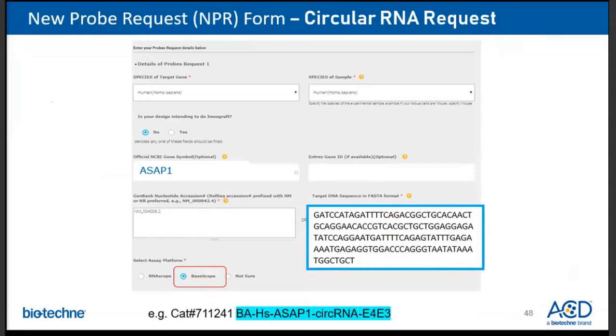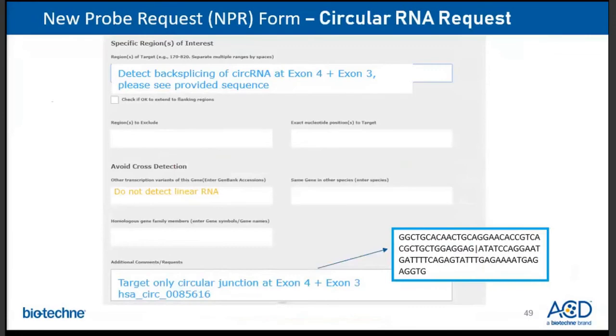So this is a back splicing probe for circular RNA. And so in the comment section, you can include: detect back splicing of circular RNA at exon 4 and exon 3. Please see provided sequence. And so again, in the additional comments, target only the circular RNA junction at E4, E3.